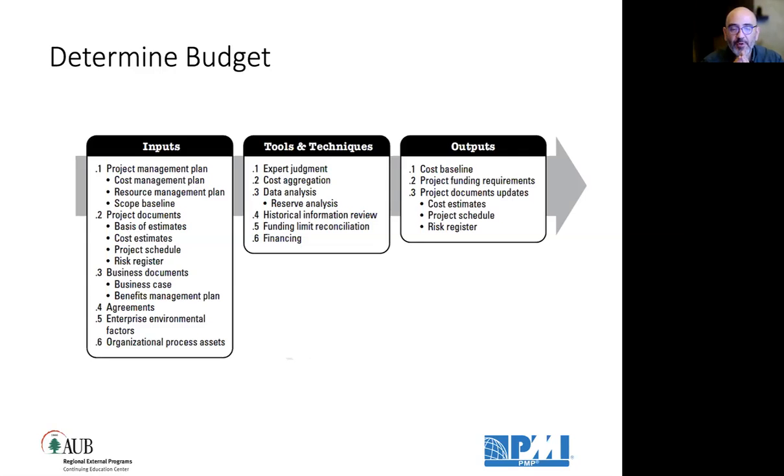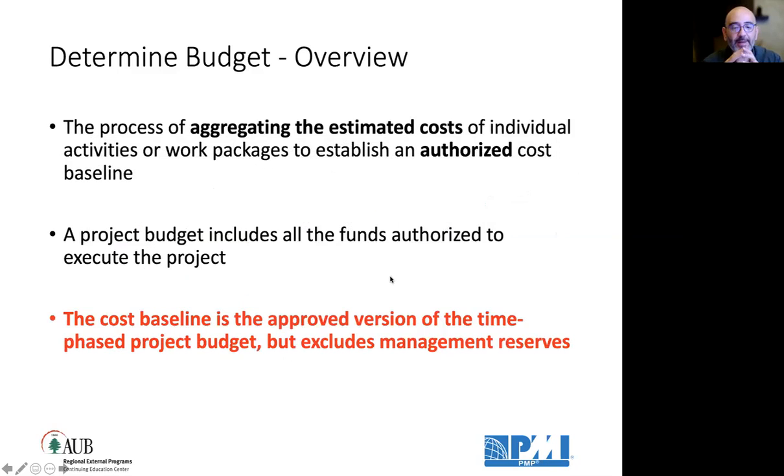To determine budget, here we produce the cost baseline, the approved version of the timeline of the phased expenses as you are incurring them. So it's the process of aggregating all estimated costs of individual activities or work packages to establish the authorized cost baseline, which is the budget at completion, in details or high level.